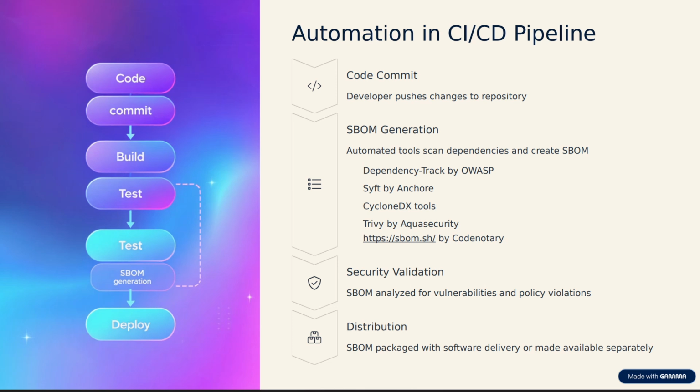So one is Dependency-Track, which is made by OWASP. There is Syft made by Anchore. CycloneDX tools, you can find those easily as well. Trivy by Aqua Security, and there is one which I know quite personally, sbom.sh, which was made by CodeNotary. I used to provide consulting services for the past couple of years for that company, so quite a nice experience, and it's free to use. So you can just access the website and point it to your GitHub repository, for example, if it's public, and use that to generate SBOM.